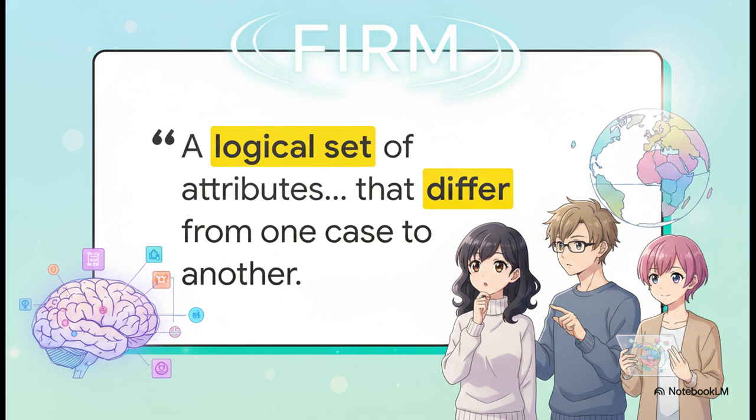Next, let's check out Earl Babbie's 2021 definition. He says, a variable is a logical set of attributes. Variables are characteristics that differ from one case to another and are measured in research. Notice the contrast here? Babbie introduces this fantastic concept of a logical set of attributes. He focuses heavily on how variables help us categorize and systematically differentiate one specific case from another. It's all about the logic of classifying differences.